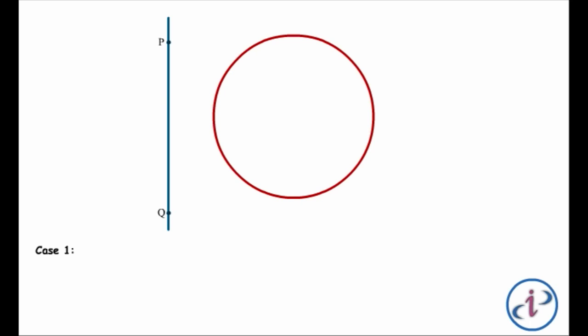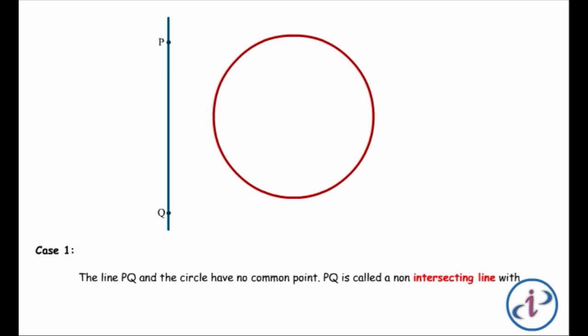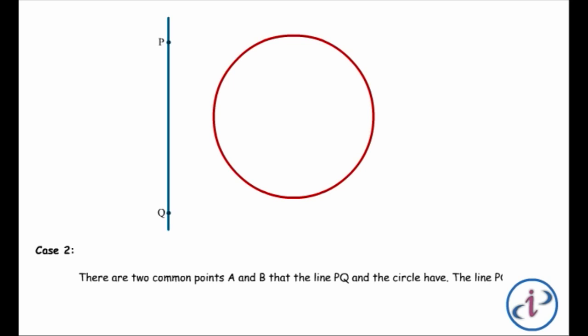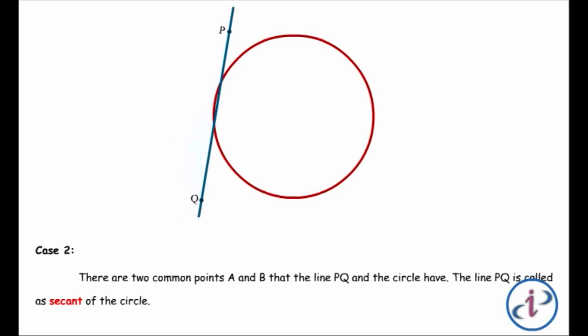Case 1. The line PQ and the circle have no common point. In this case, PQ is called a non-intersecting line with respect to the circle. Case 2. There are two common points A and B that the line PQ and the circle have. In this case, the line PQ is called a secant of the circle, and the line PQ intersects the circle at the 2 points, namely A and B.